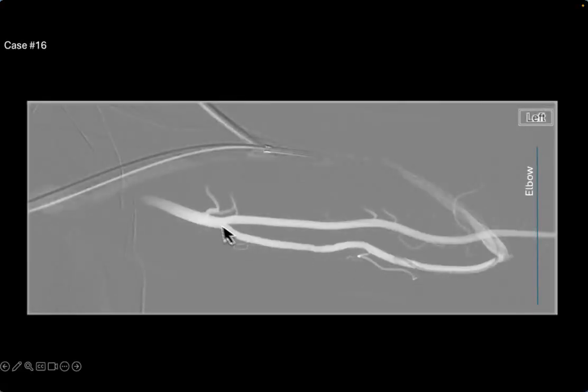And again, it's coming off the brachial well above the elbow, so not where you would expect the radial artery to originally take off.